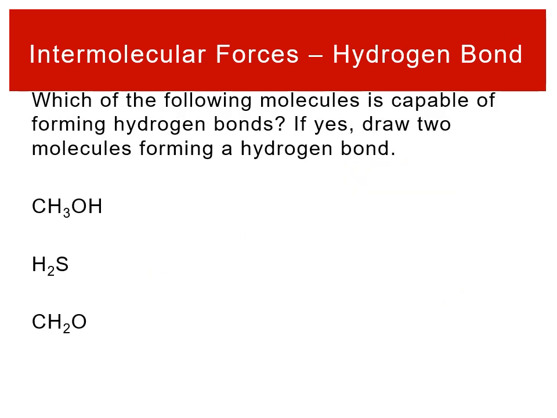Let's look at an example. Which of the following molecules is capable of forming hydrogen bonds? If it can, draw two molecules forming that hydrogen bond. If we want to know anything about intermolecular forces about a compound, we always want to start with drawing the Lewis structure. All properties are going to come from the molecule. We're interested in all these molecules together, but we need to know what one molecule looks like.